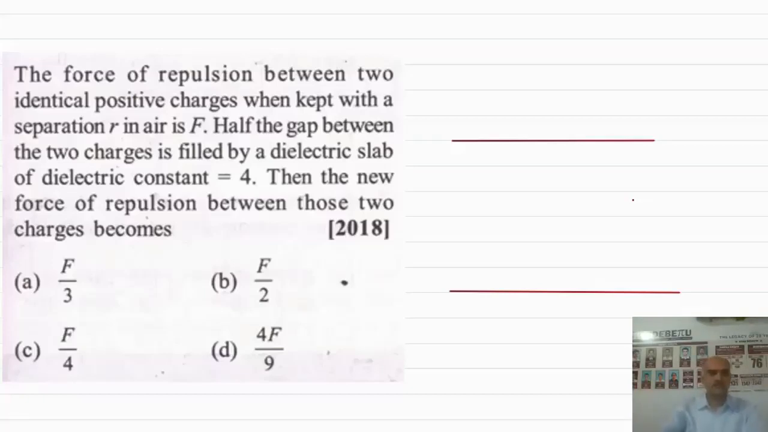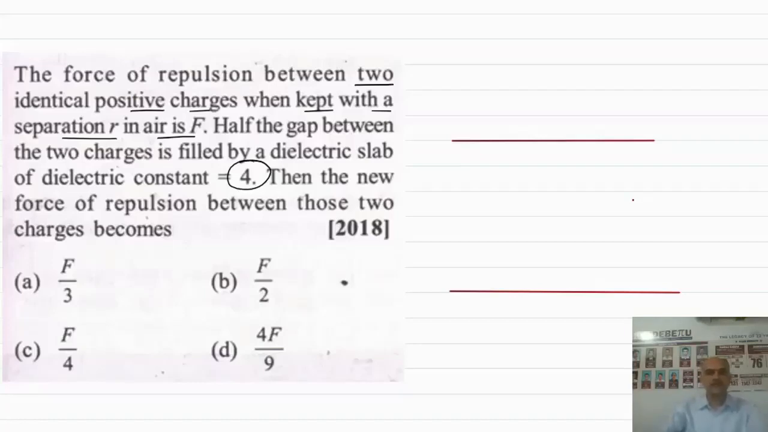So if I take the first problem over here: the force of repulsion between two identical positive charges when kept with a separation of r in air is F. Second part: half of the gap between charges is filled by a dielectric slab of dielectric constant 4. Then the new force of repulsion between the two charges. So in the second part, half has a dielectric slab, and half remains as it is, air.